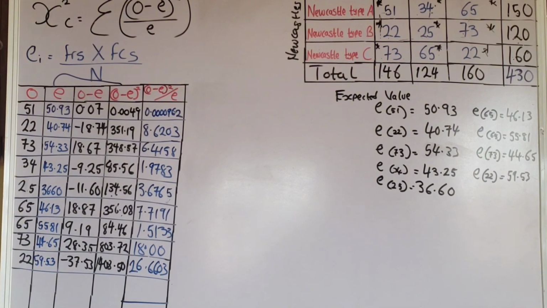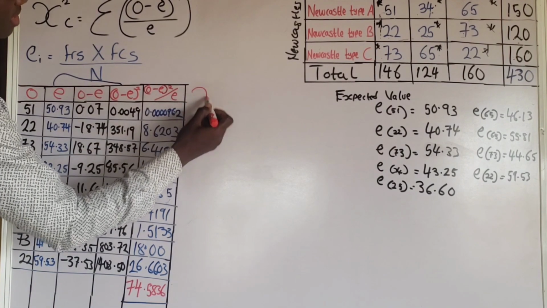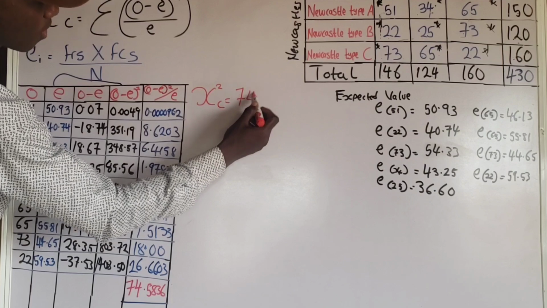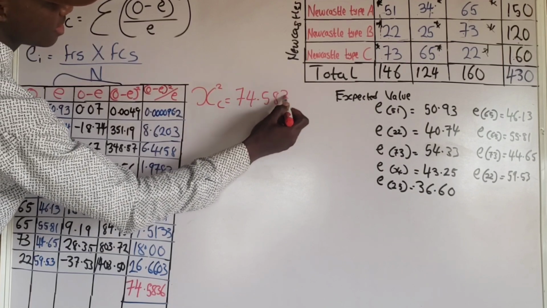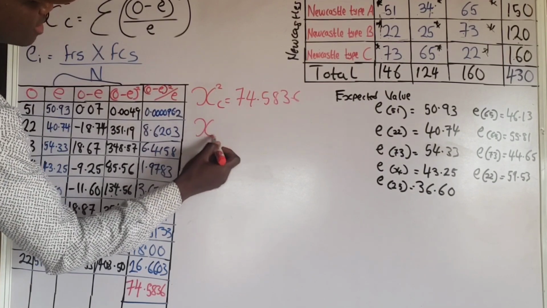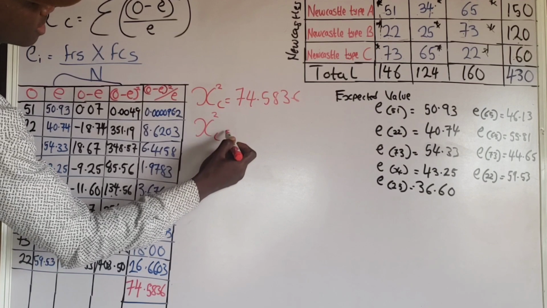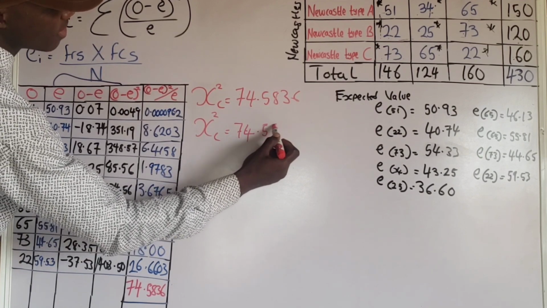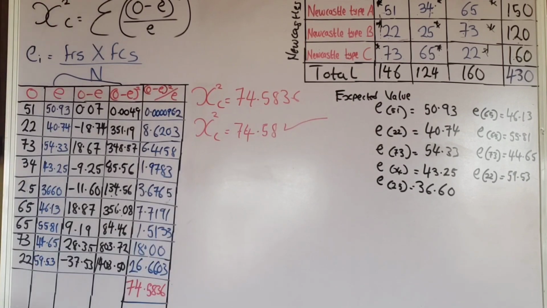74.5836. So here, that means that the chi-square value is equal to 74.5836. We can approximate to 2 decimal places, 74.58. If you get this value, you are correct.